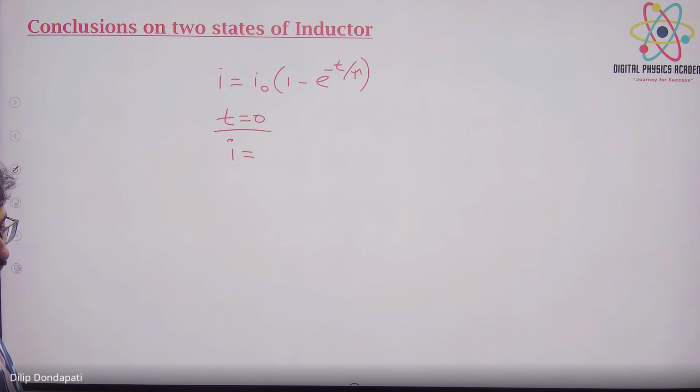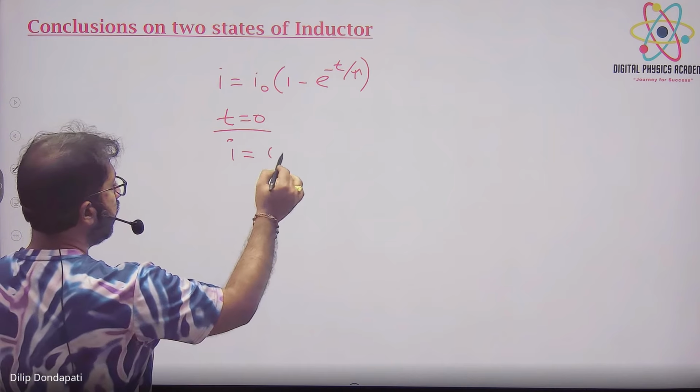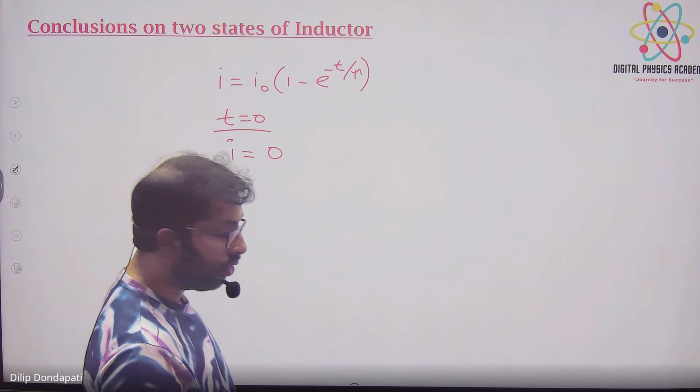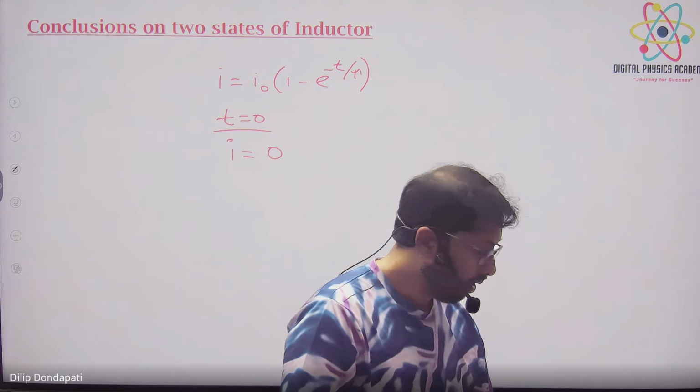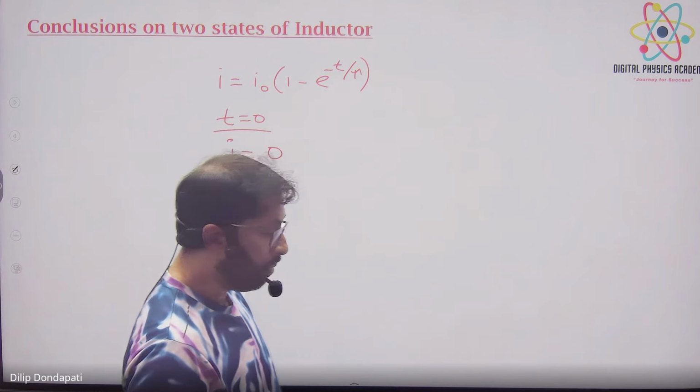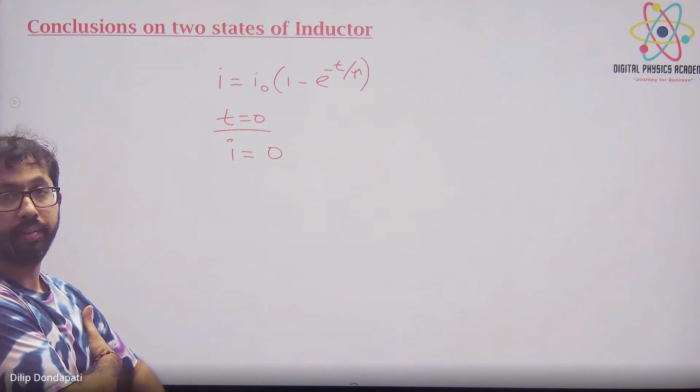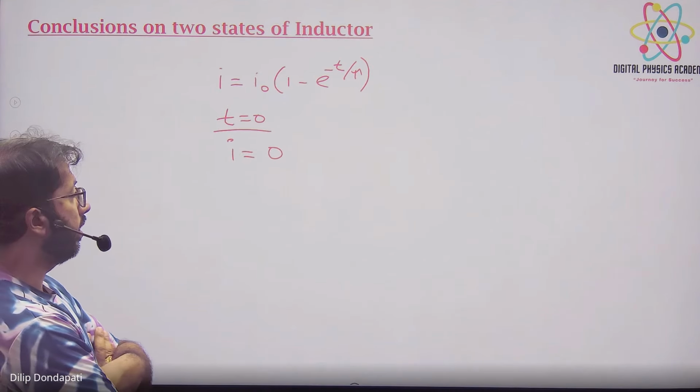Anything power 0 is 1. e power 0 is 1. So how much will it be? 0. Yes, 0. That means write below: no current flows in the branch containing inductor.